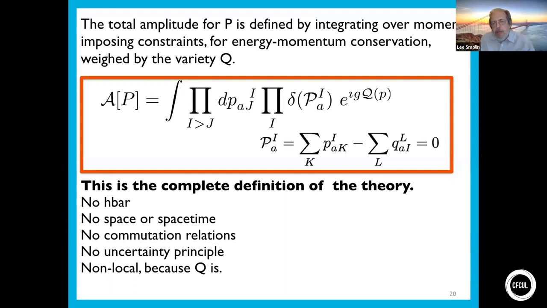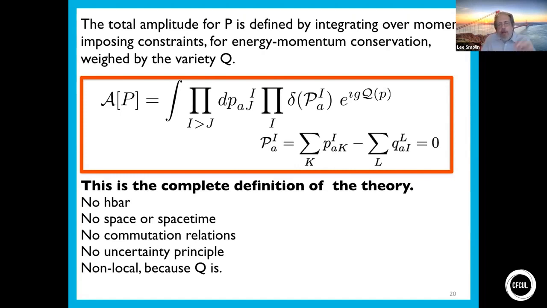So given that we do the first, here is the analog of the Feynman amplitude. The amplitude for some total process P is the product over all the unconstrained momenta, a delta function at each event, which tells us that energy and momentum are conserved there, and an amplitude Q, which has what I was speaking about: the potential energy related to variety, which will be related to Bohm's potential, and the kinetic energy. So this is the complete definition of the theory.